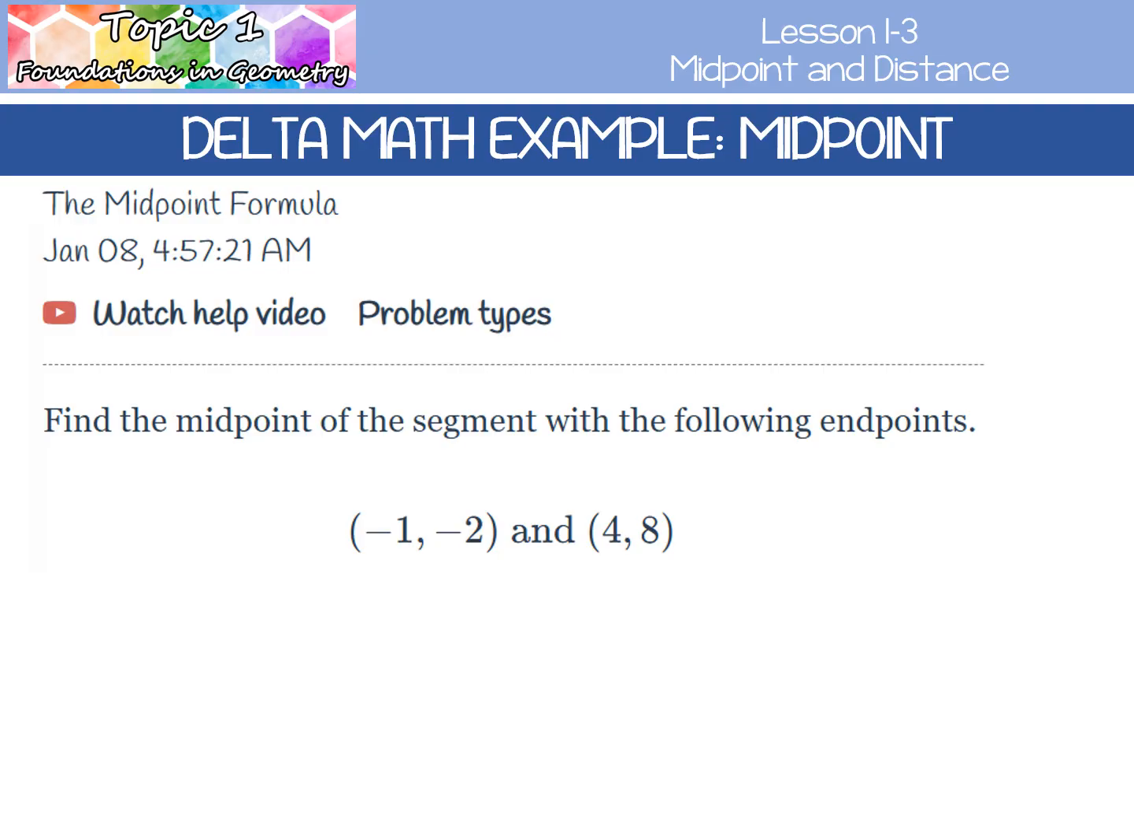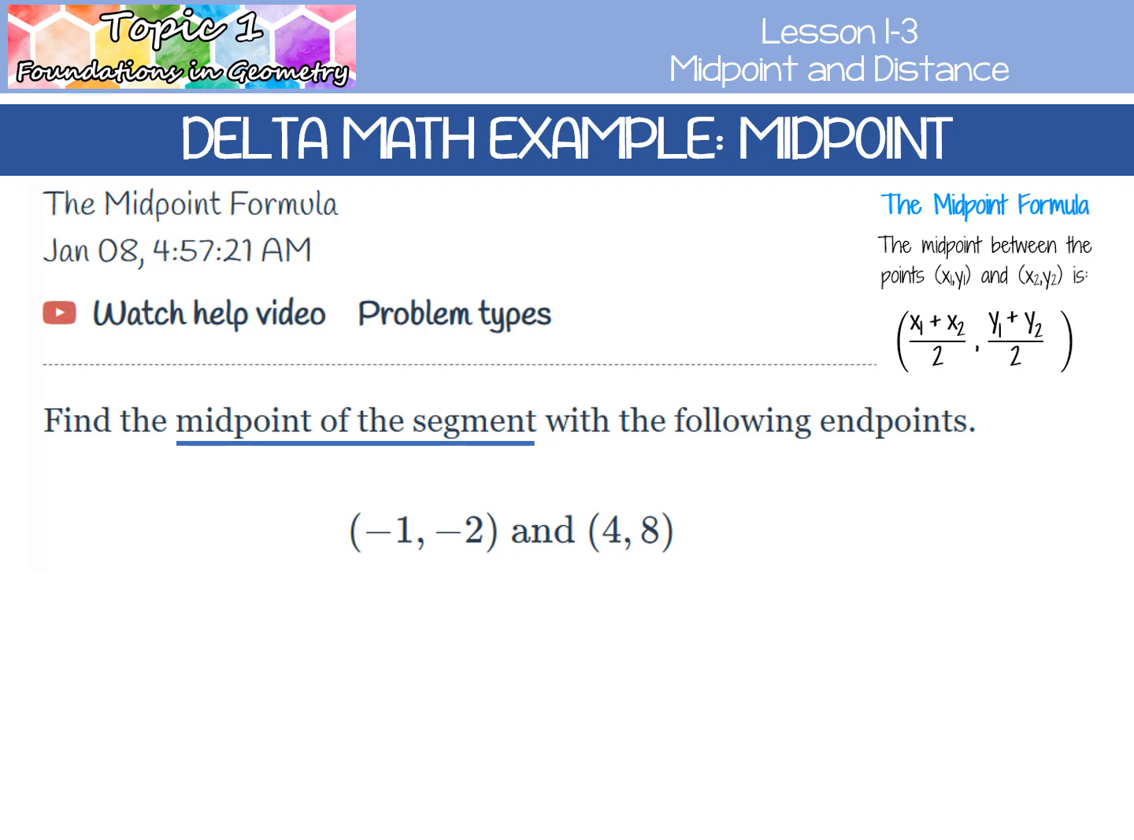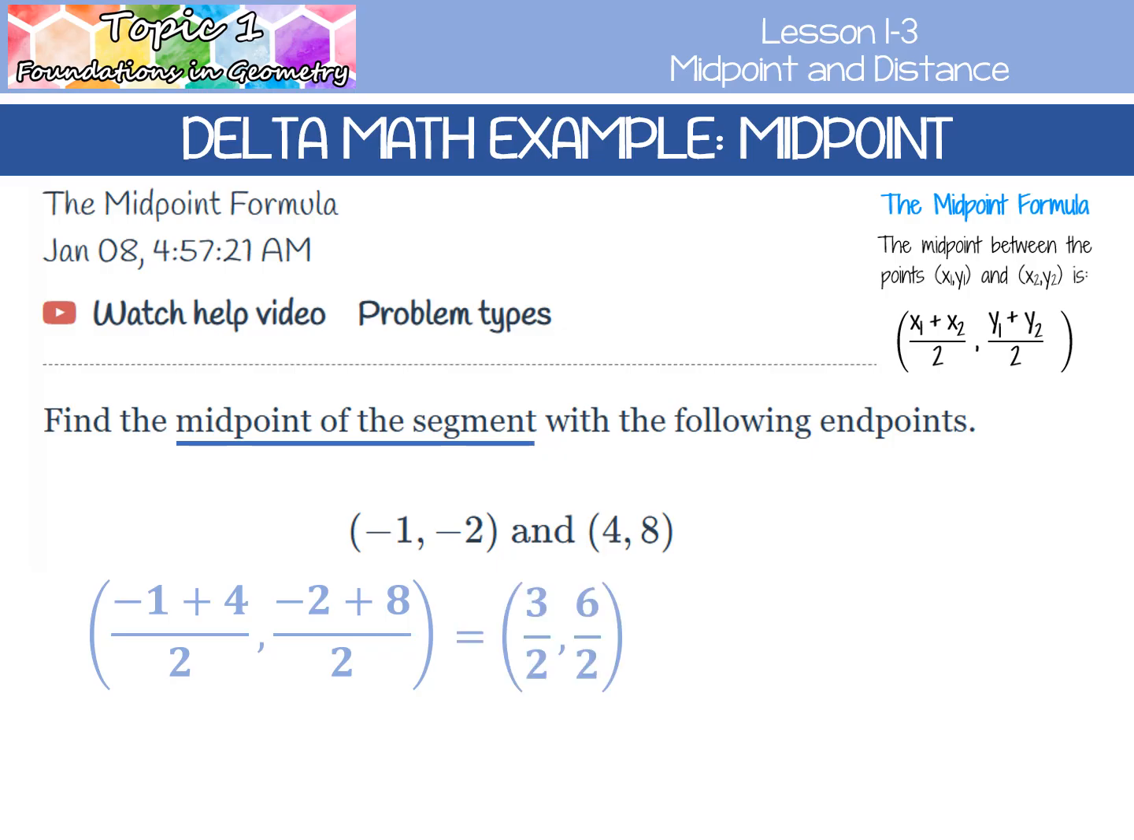This is what it looks like in Delta Math. Okay, nothing really different than what we've already done. They give us the coordinates. We're finding the midpoint. There's our formula just as a reminder. So we add our x's, divide by 2, add the y's, divide by 2.